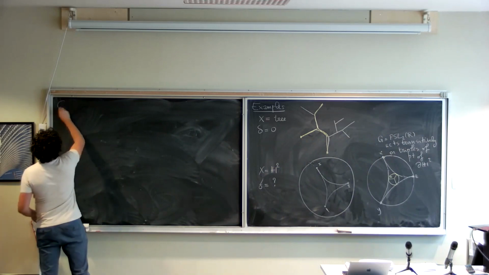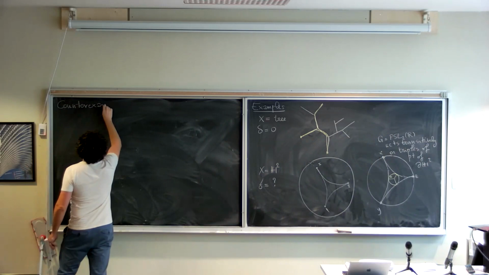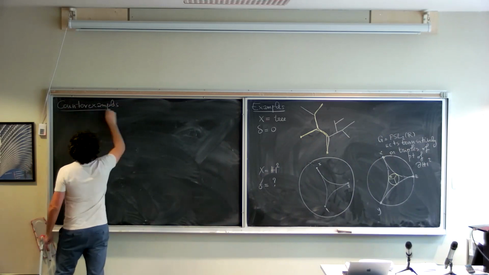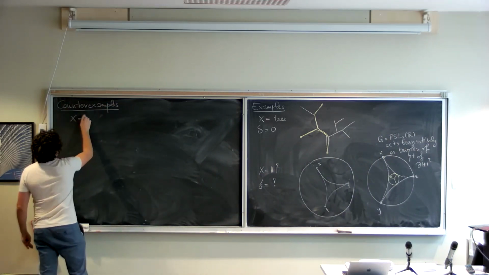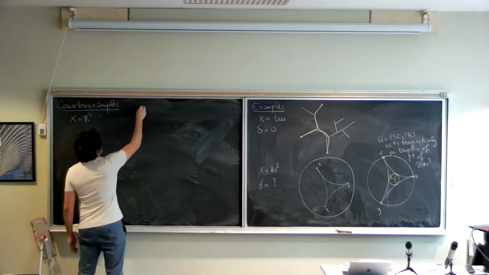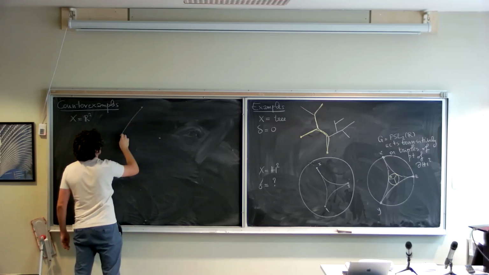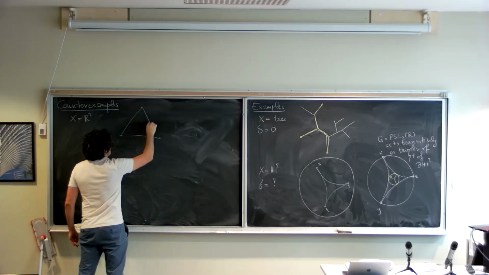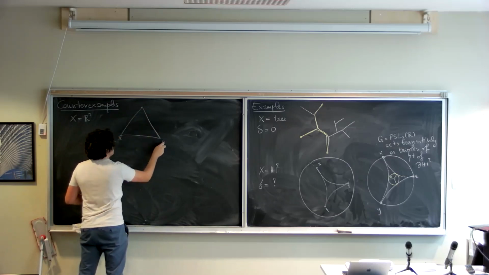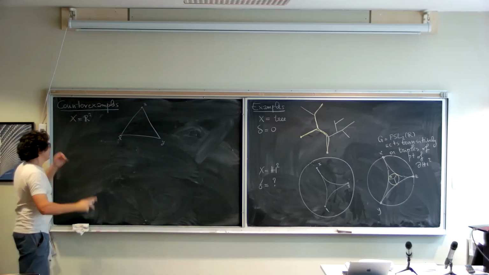So, counterexample, the classical one is where X is R², the plane with the Euclidean metric, because in that case you can draw a large Euclidean triangle, say equilateral, it doesn't matter too much. You can scale here. Anything you have, you can scale.